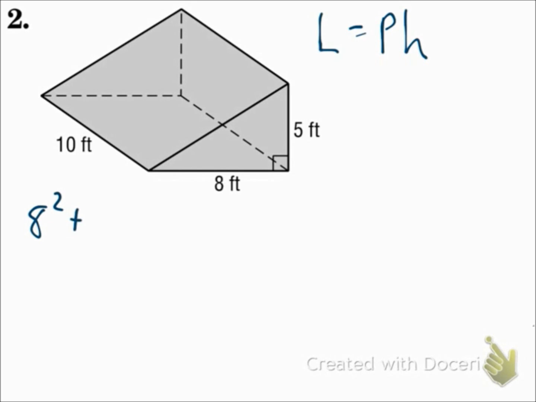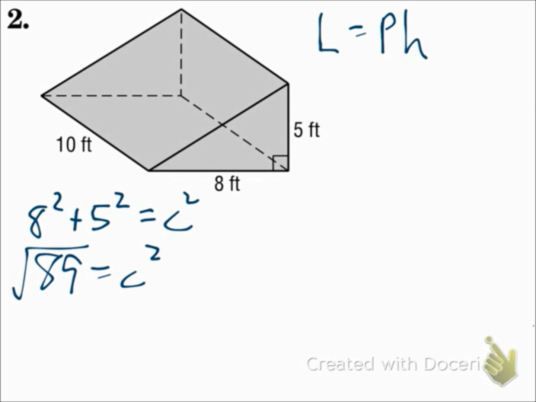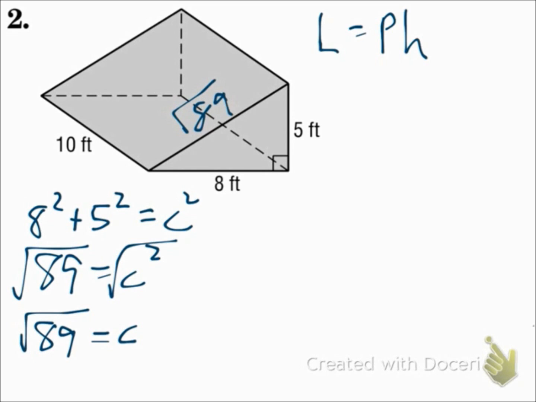8 squared plus 5 squared equals c squared. So 89 equals c squared. And when you square root both sides, c is the square root of 89. So the square root of 89 will go right there. So for the perimeter, we'll do the square root of 89 plus 5 plus 8, and that's about 22.43.